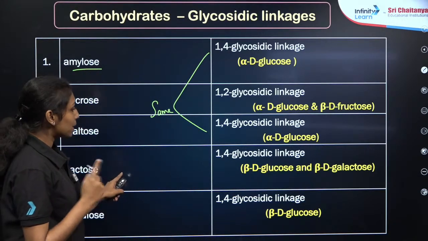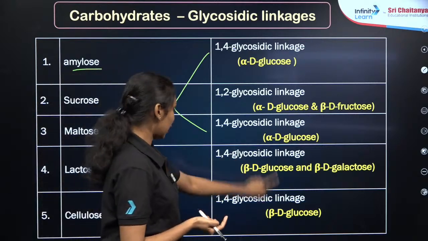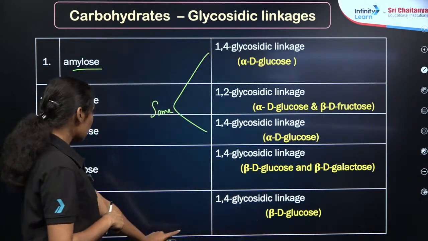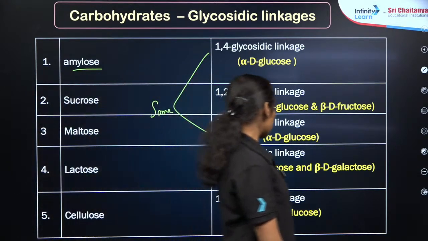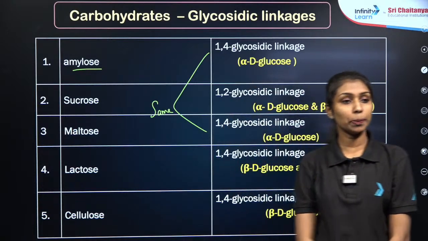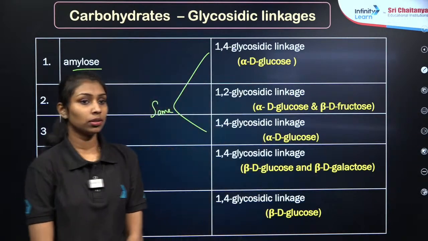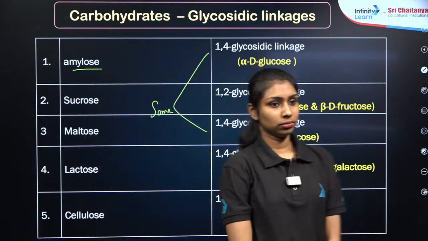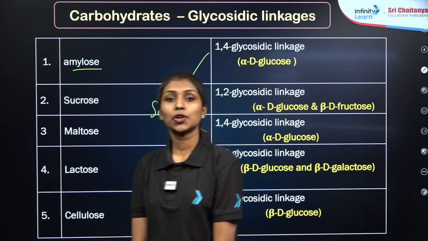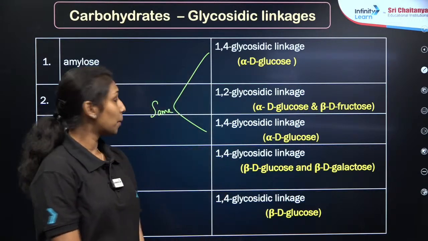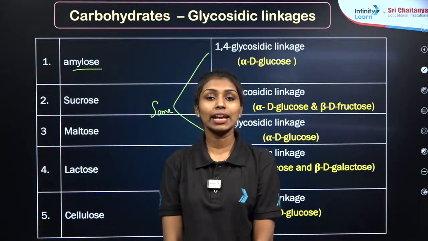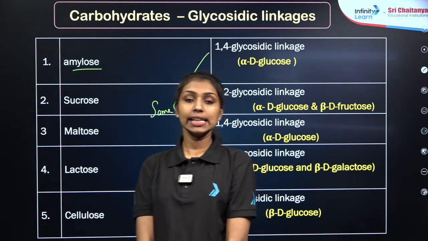Then in lactose, it will be beta D glucose and beta D galactose, 1,4-glycosidic linkage. Again in cellulose, the 1,4-glycosidic linkage is formed between 2 beta D glucose molecules. Clear? So far we have successfully completed our biomolecules chapter. We have studied about the carbohydrates in detail.